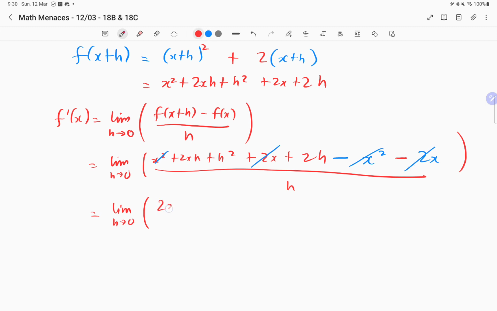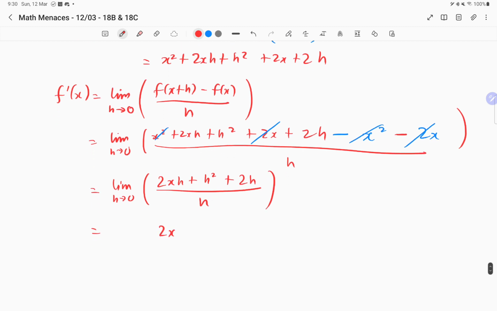Okay, so that would be 2xh plus h squared plus 2h, everything over h. Now cancel each of the h out. So 2xh becomes 2x, h squared becomes h, and 2h becomes 2. Okay, so that is the limit of h to 0 of that, which is 2x plus 2 is the final answer.